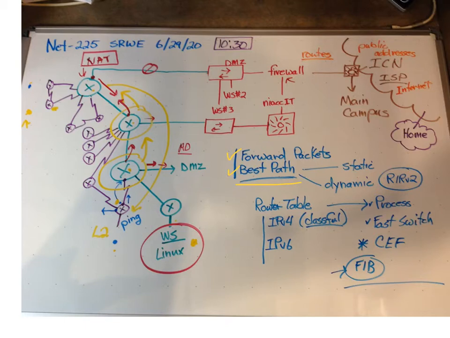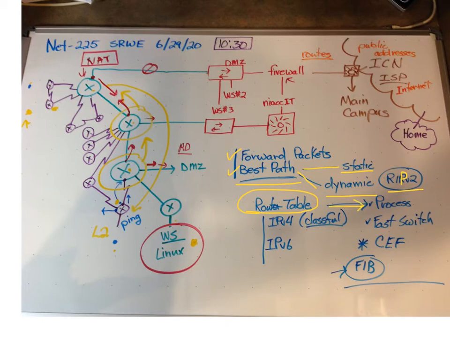The best path we can put in statically, or we can use a routing protocol to do dynamically. And we used router RIP, that should be router RIP version 2. Routing table. Router produces a table.